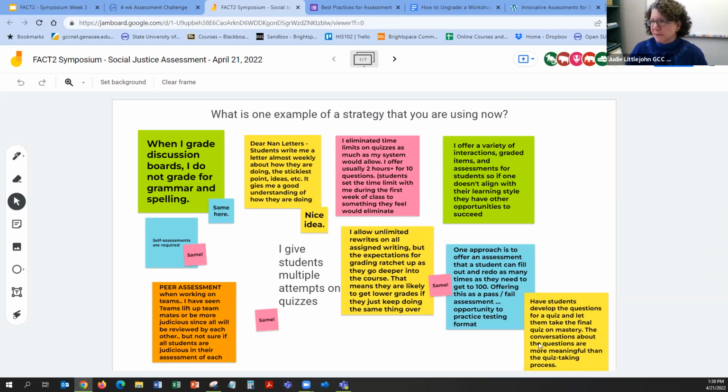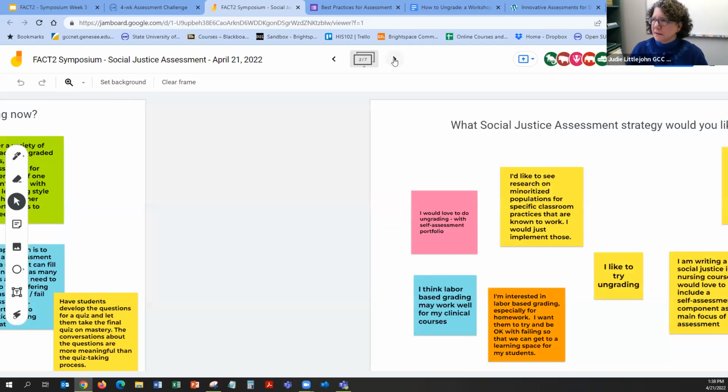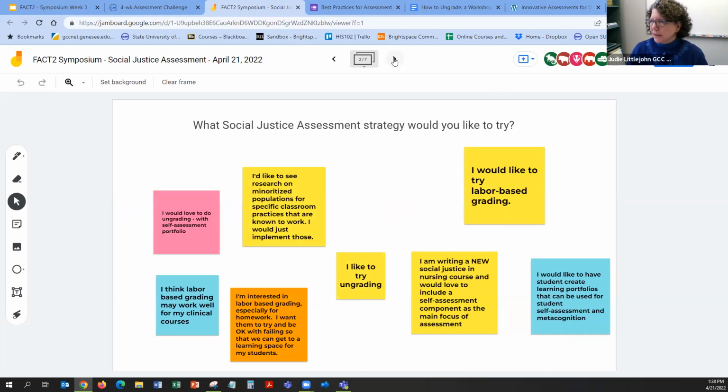And peer assessment, working with teams. And a lot of people saying, same here, a nice idea. So that's great that I think we're kind of like-minded. And people would like to try ungrading, labor-based grading. I'm writing a new social justice in nursing course and would love to include a self-assessment component as the main focus. That's a great idea.